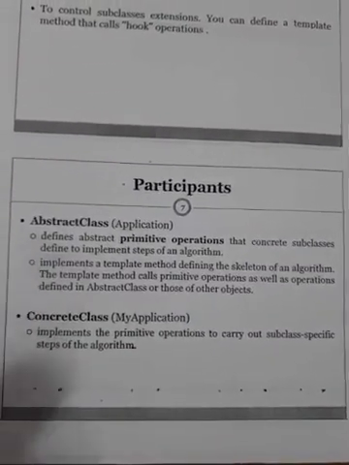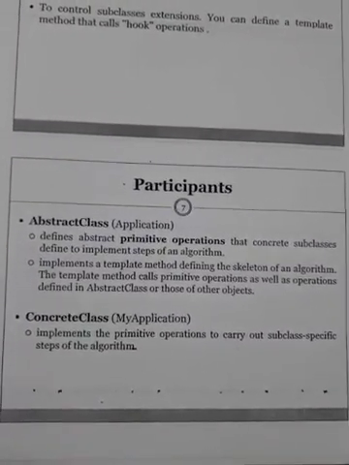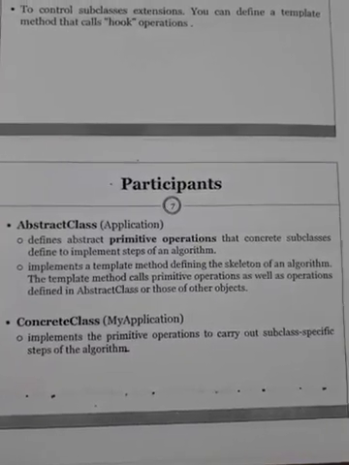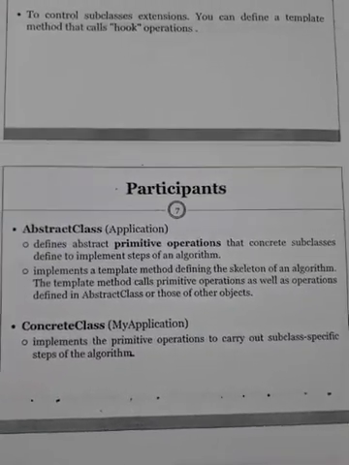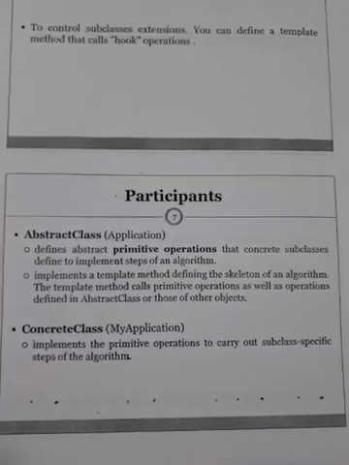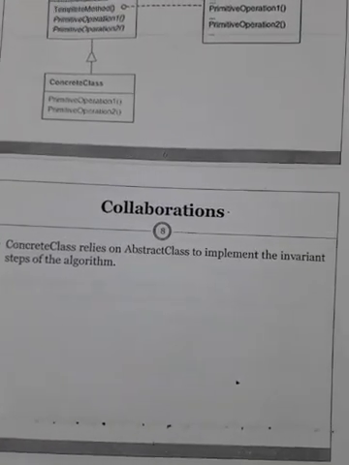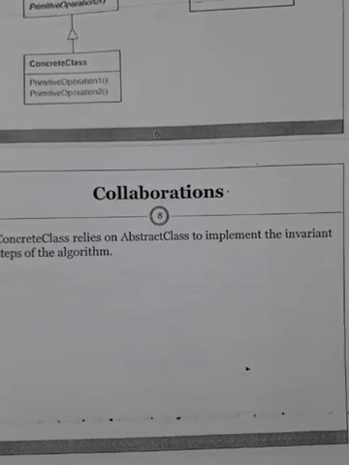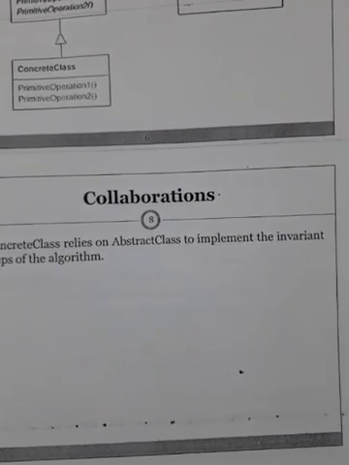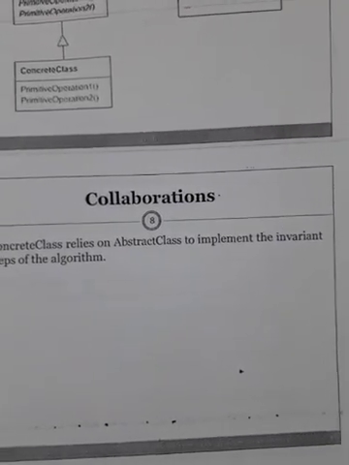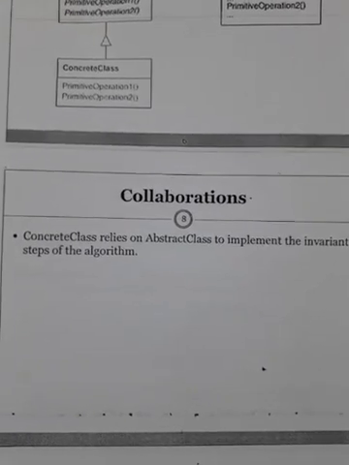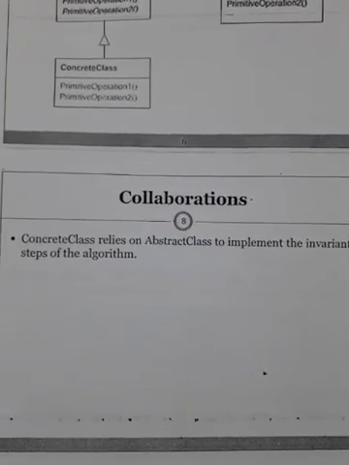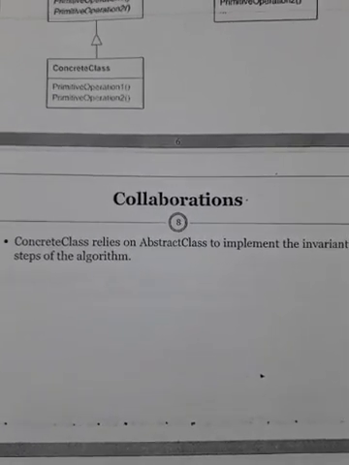So, we will say these two are the participants in a structure of a template method. And our next template is collaboration. Coming to the collaboration, concrete classes rely on abstract classes to implement the invariant steps of the algorithm. So, this is the collaboration we say under template method, and our next template is consequence.